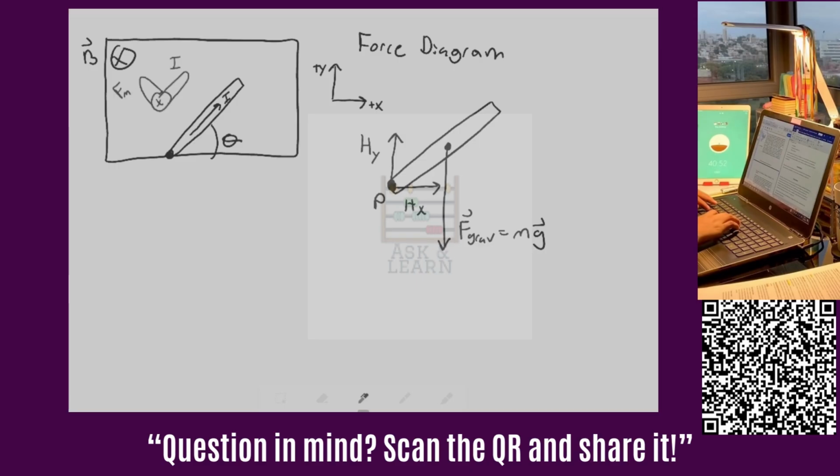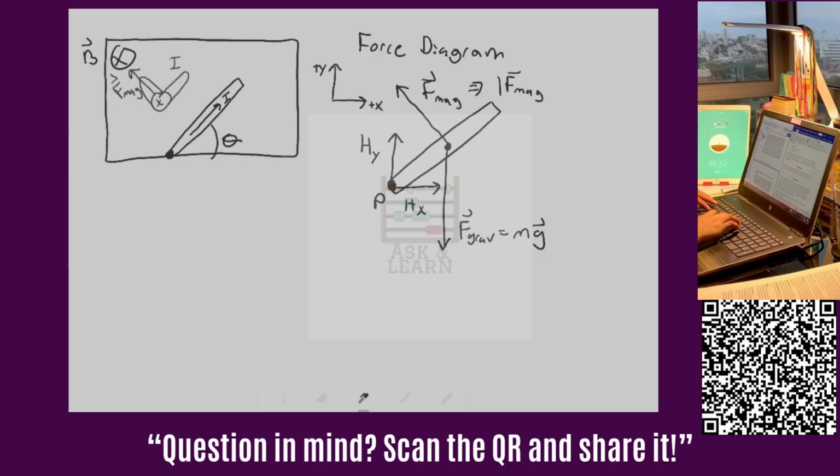Let me rewrite that word. So the magnetic force is up and to the left like this. So when I represent that on my force diagram, I'm going to draw it perpendicular to my rod, up and to the left. So that is the direction of the magnetic force acting on my object.